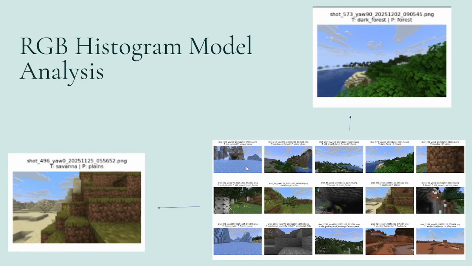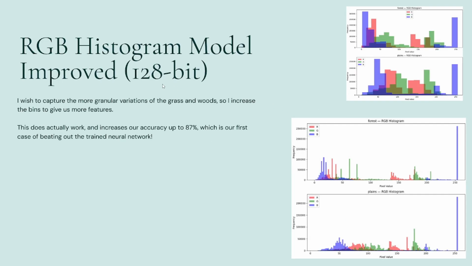To analyze some misclassified images, we can see that this model still struggles with minute changes in color. So to motivate the next change, I'm going to be adding more bins to the histograms that we're looking at. So instead of 48 features, now we're looking at 380 features, and this does work and increases the accuracy up to 87%.